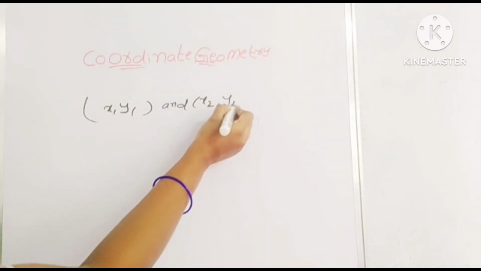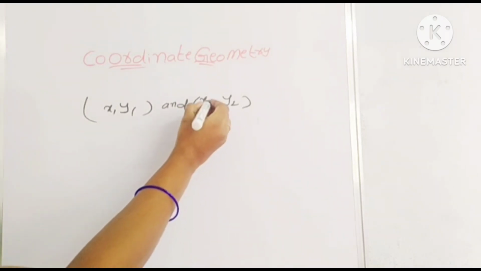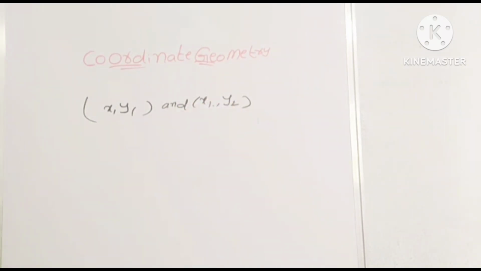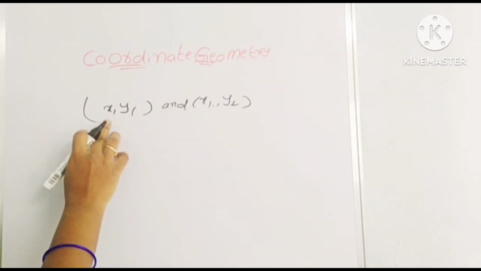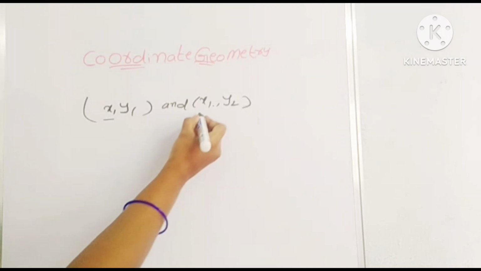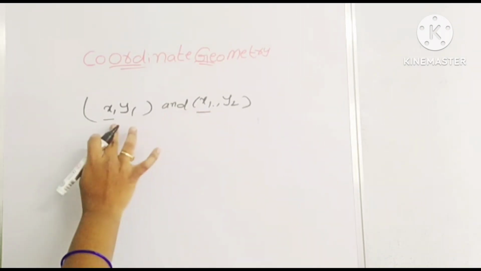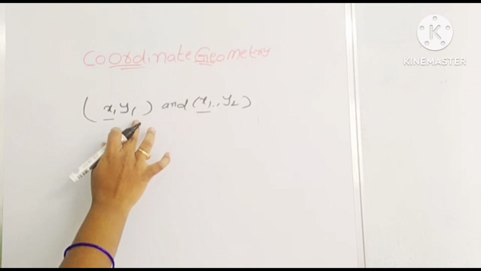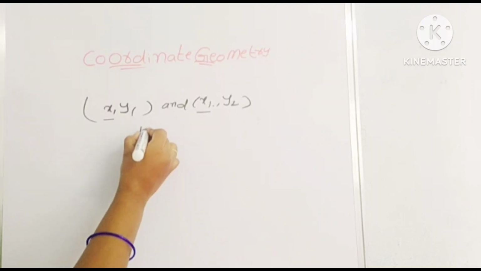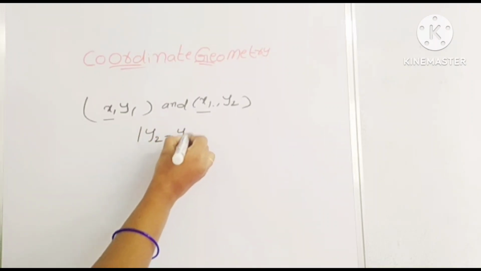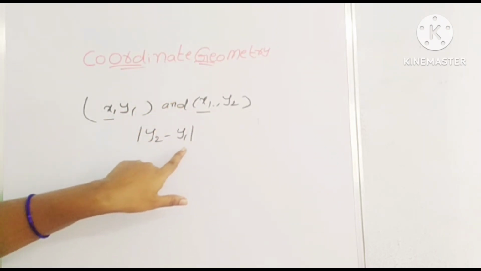Now the 2 points x1 comma y1 and x1 comma y2 are parallel to the y-axis. Why? Because here the x coordinate is x1 and here also the x coordinate is x1. The x coordinate is the same. That's why the line is parallel to the y-axis. The distance between those 2 points is modulus of y2 minus y1.